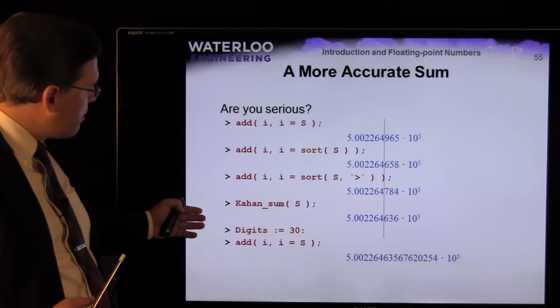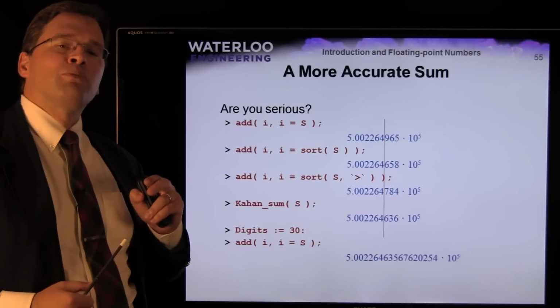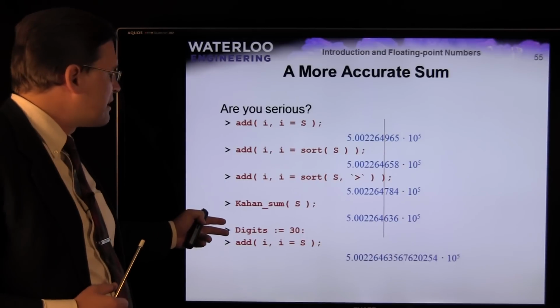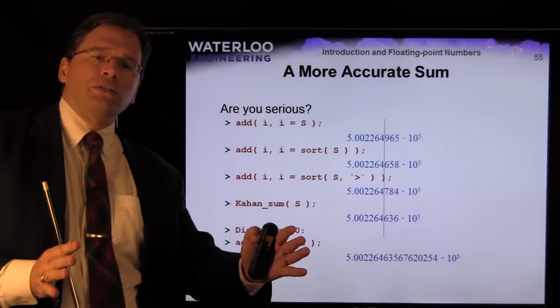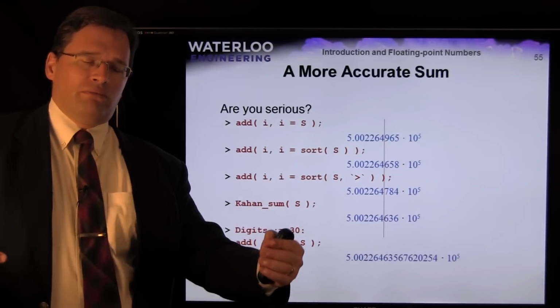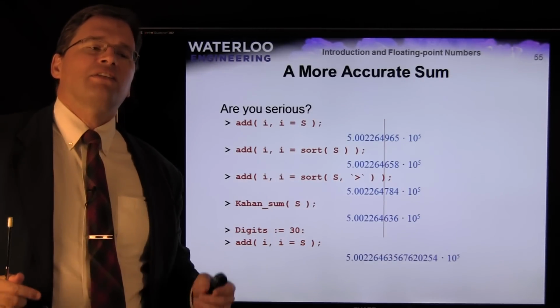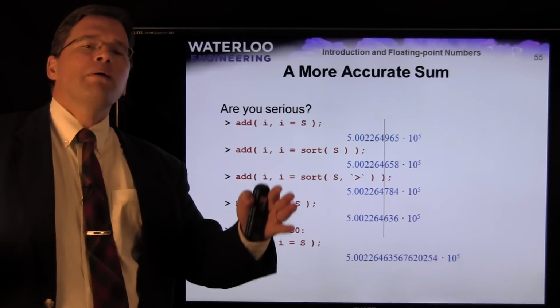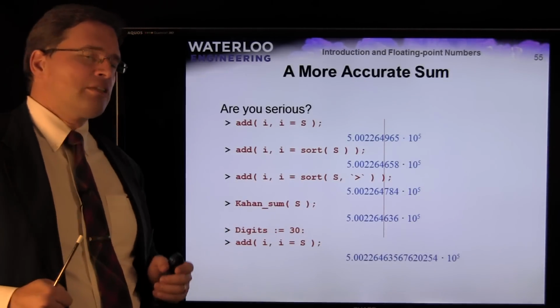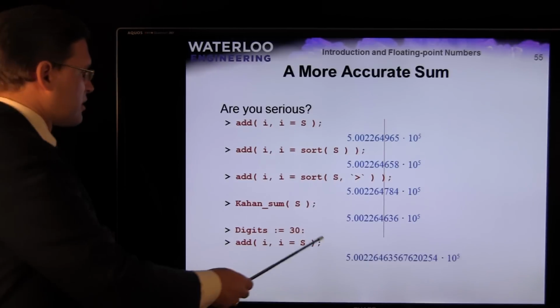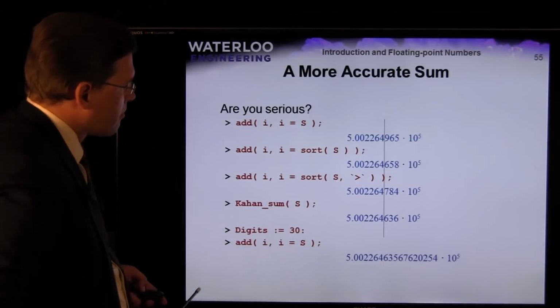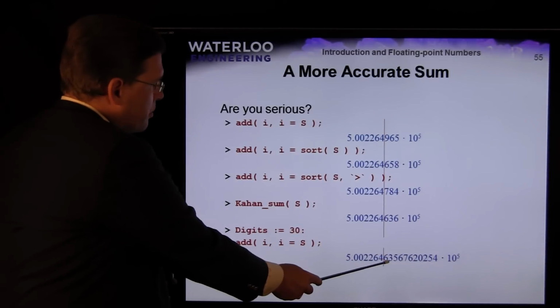So if I now tell Maple, I don't want you using 10 digits of precision, I want you to use 30 digits of precision, now I can add all of those numbers, but now every single operation does not truncate back to 10 digits, but allows it to grow as large as 30 digits. And the correct answer to full precision is this number here. And what is this closest to?